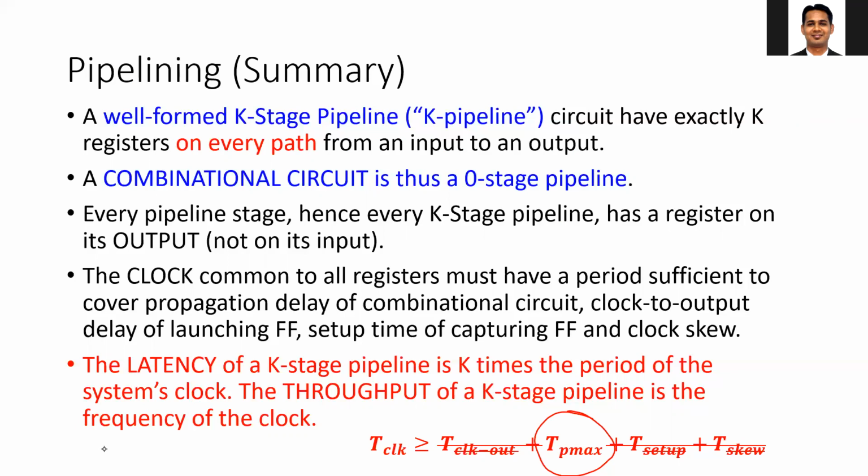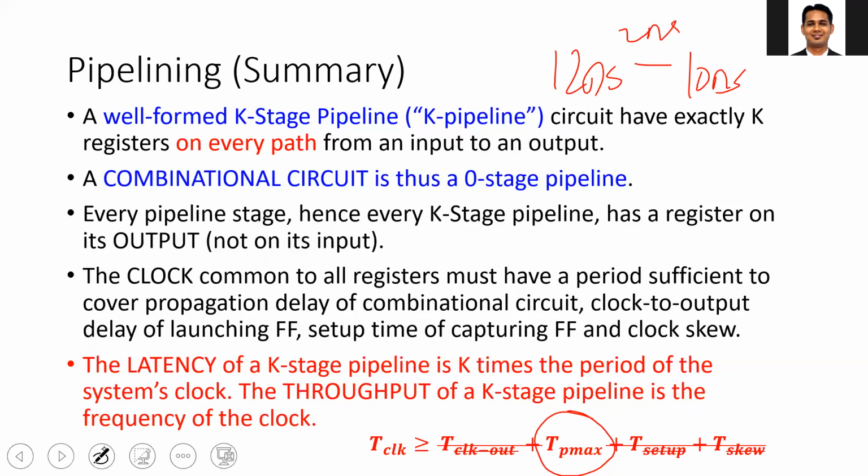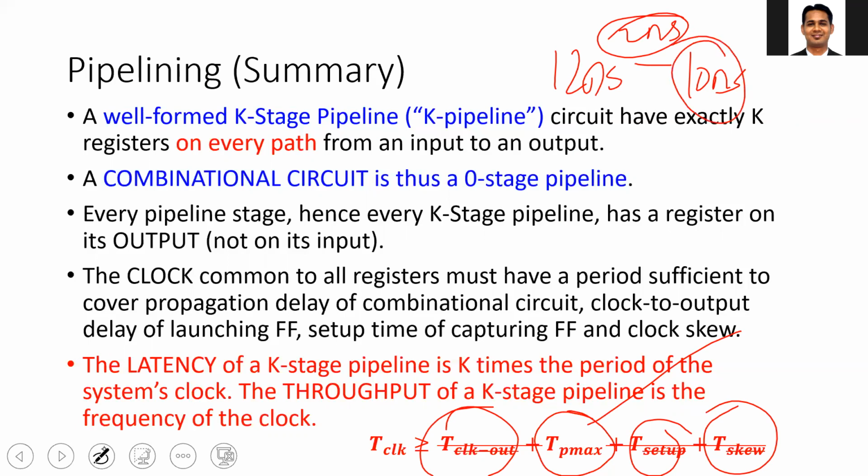So suppose that my clock period is 12 nanoseconds, and if your TP is 10 nanoseconds, so we keep this 2 nanosecond buffer to take care of the clock-to-output time, setup time, and the skew. Okay, so whenever you find out this maximum combinational circuit delay, you add some non-negligible buffer, and then you decide the clock period of your desired circuit.